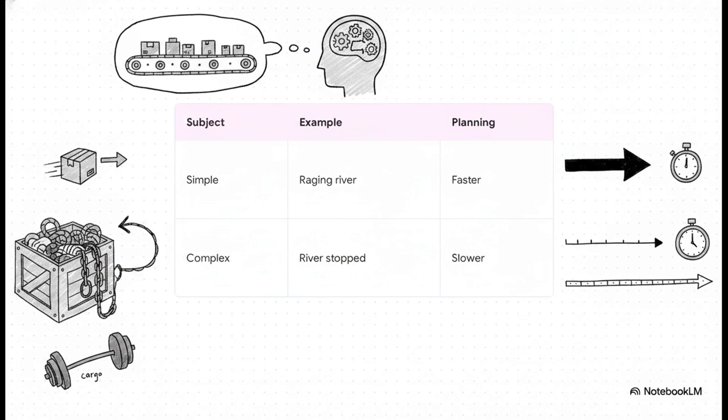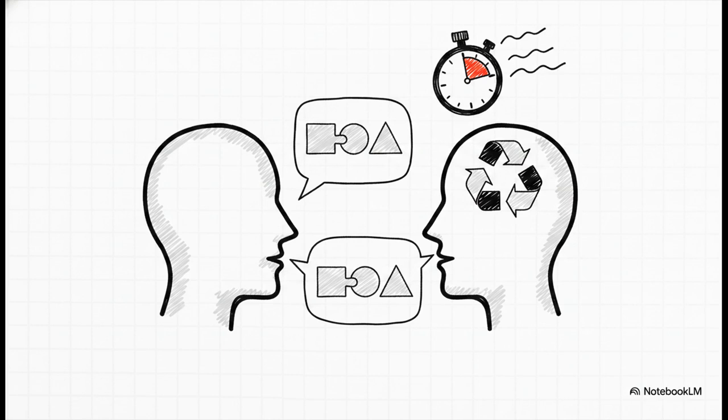A simple subject like the large and raging river is super fast to initiate. But a complex subject using relative clause, like the river that stopped flooding, requires significantly more cognitive resources. It literally takes the brain longer to plan before the speaker can even begin to vocalize the first word. Because building these complex sentences is so mentally taxing, our brains take ingenious shortcuts. This is known as syntactic priming.